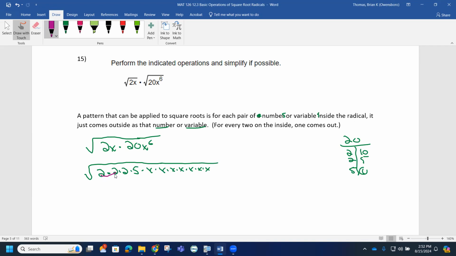So there's a pair of 2's. There's a pair of x's, there's a pair of x's, and there's a pair of x's. So for each pair, I bring out 1. So that means I can bring out 1, 2, and 3 x's. And then what's left over is a 2 and a 5 and an x.